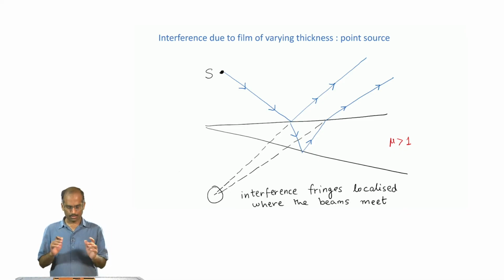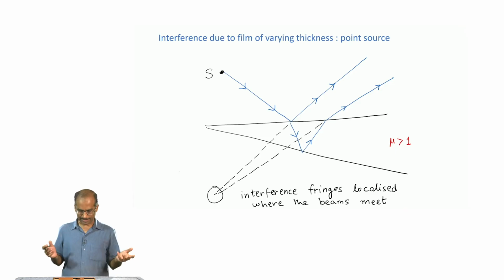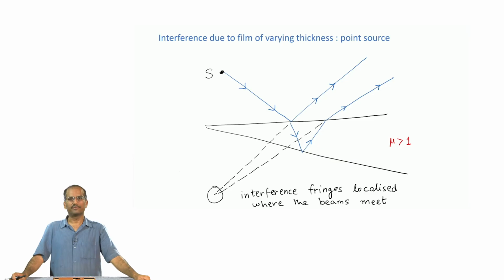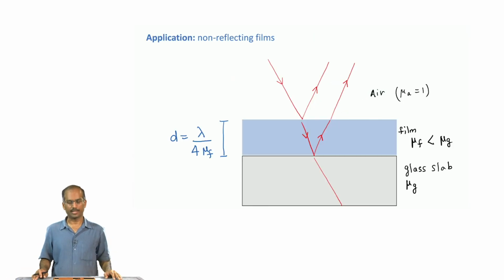With this, let me close this chapter on glass slabs with one application, which is what is called non-reflecting films. I have been using the term glass slabs all the time, because I imagine that we will possibly be doing experiments with glass slabs. So, you can assume, at least in small patches, that some thin films of possibly oil or some other material are formed over, let us say, water, or in general over any other surface.